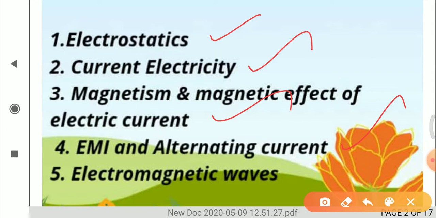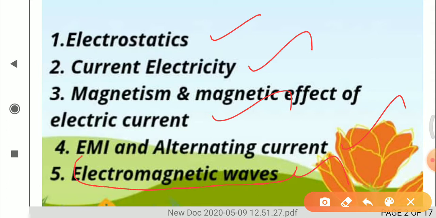And another part is alternating current: how alternating current is produced, what the sources of alternating current are, and what appliances work based on alternating current, we are going to discuss in this fourth lesson. And the fifth lesson is electromagnetic waves. So this is an important lesson.